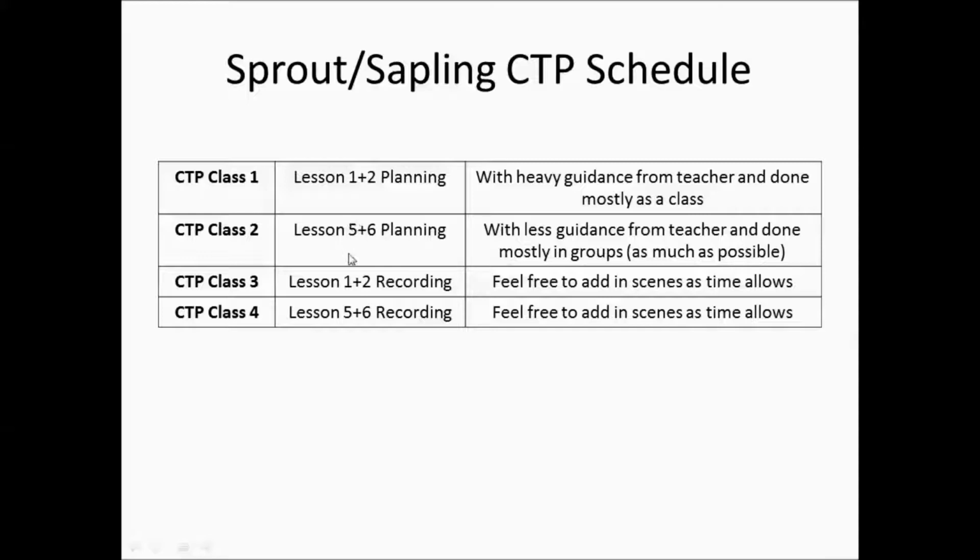So because they get to practice it again, we would like as much as possible for students to do it with less guidance from you and completed mostly in groups. However, not every class will be able to do it with minimal guidance from you. So it's very possible that you will need to help them step by step until they become more confident and able in CTPs. Then during class 3, you would record lessons 1 and 2. And again, if you have a smaller class, you'll probably have additional time. So feel free to add in scenes before or after the scenes that the students have written. You can do that for both CTP class 3 and CTP class 4.